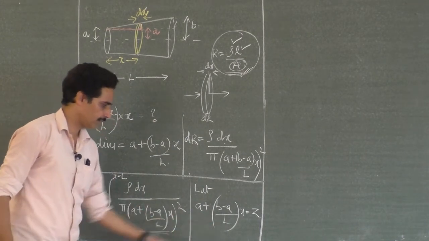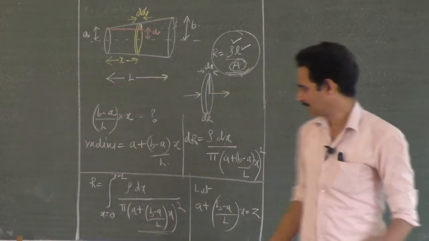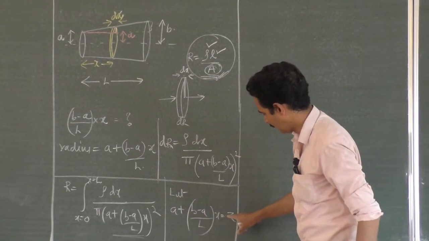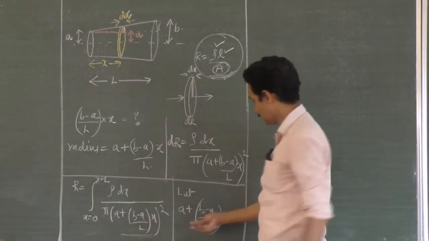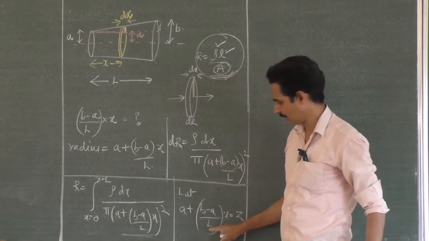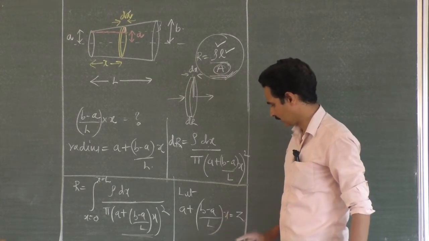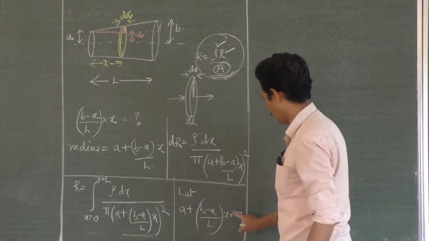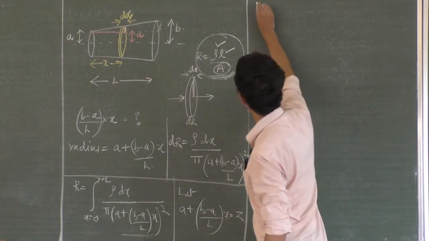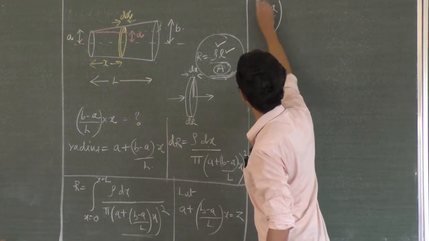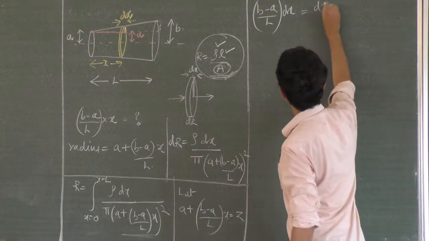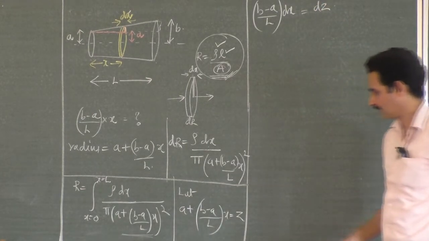Now if this is z, differentiate this with respect to x. Let us make this equation very simpler. So differentiate this equation with respect to x and this with respect to z. a is a constant, and (b − a)/L is a constant, they do not change. So only x and z are variables. The differentiation of a is 0. Suppose this is 6x, you will write 6. So (b − a)/L into dx, differentiation of x, is equal to dz. This is the differentiated value.